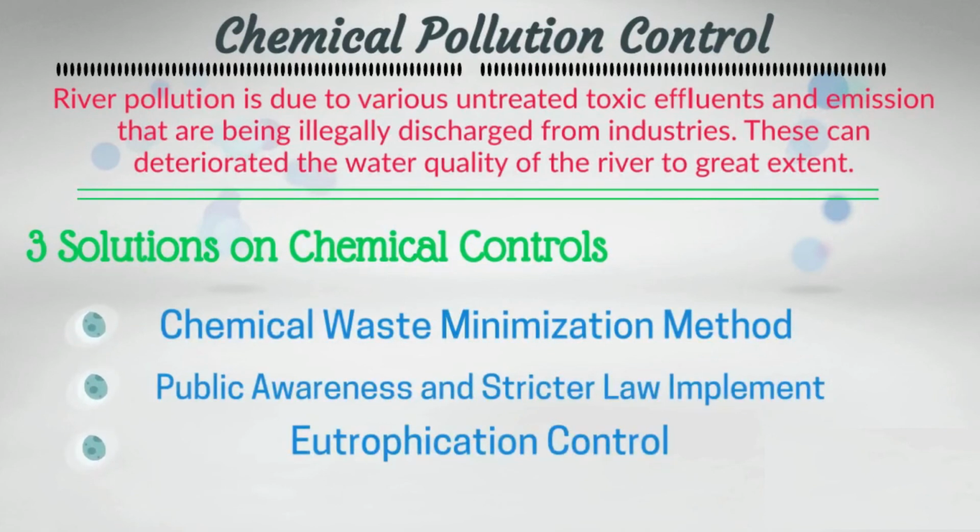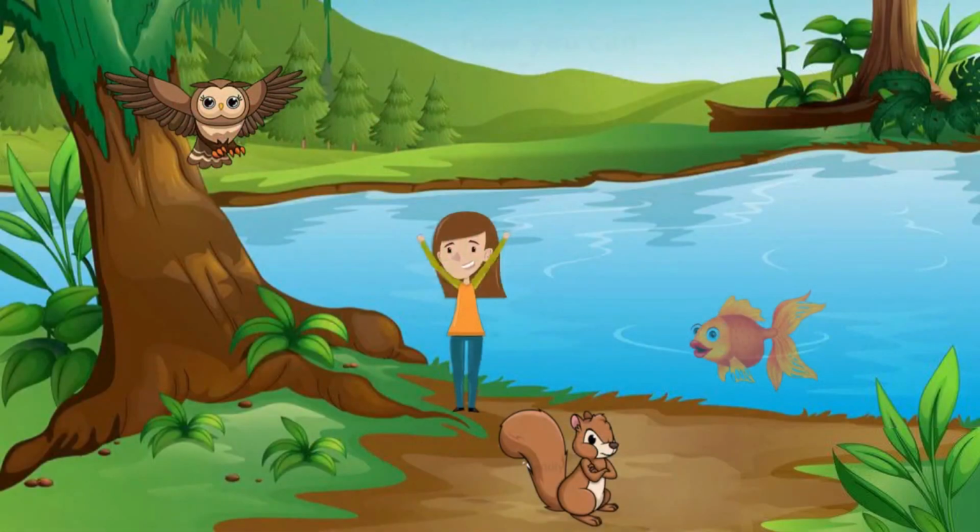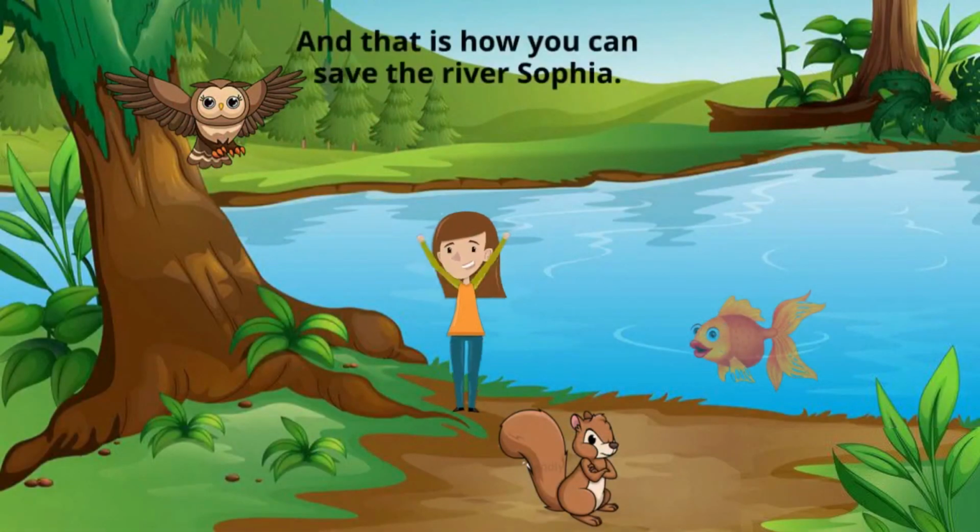The last method is eutrophication control. For farmers and ranchers that are nearby the river, they can reduce eutrophication by seaweed aquaculture. Seaweed can retain the phosphorus and nitrate, thus it can help to restore the river. And that is how you can save the river, Sophia.